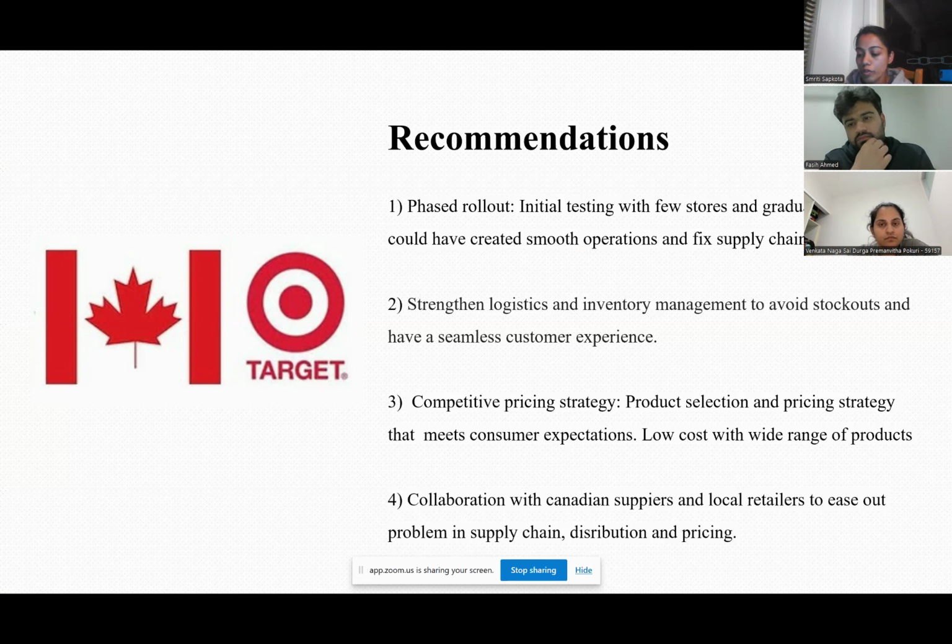Similarly, we also need to improve logistics management to avoid stockouts and to create a positive customer experience. Likewise, we need to create a competitive pricing strategy with a wide variety of products at lower prices that beat competitors like Walmart and Costco in Canada. Target Canada should also collaborate with Canadian suppliers and local retailers, so that it would be easier to have smooth supply chain management, good pricing, and a better understanding of the Canadian market.